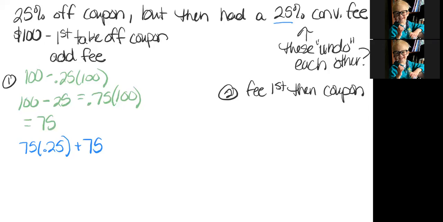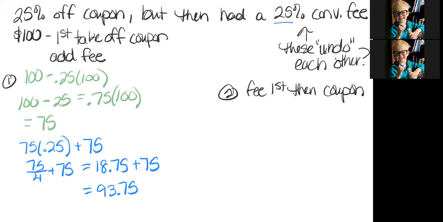And so this is where you can think of this as 75 divided by 4. Or if you want, especially for now, we're just illustrating, use your calculator. We can think about this. It comes out to 18 and 75/100ths plus 75. And so, add up 93 and 75/100ths.